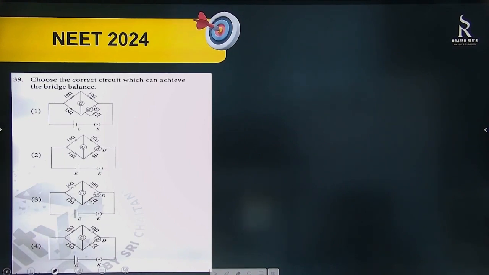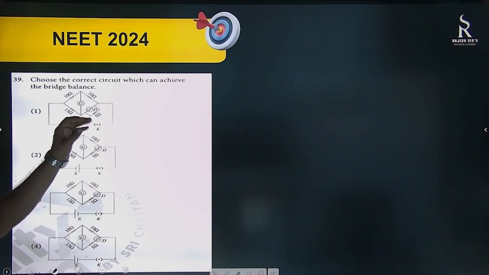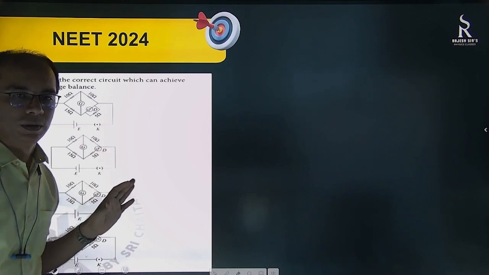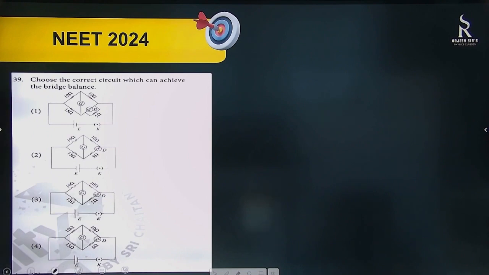Students, let's see this question now. Choose the correct circuit which can achieve the bridge balance, which is possible over here. Which bridge balance is possible, that we have to check. Okay, so let's see.